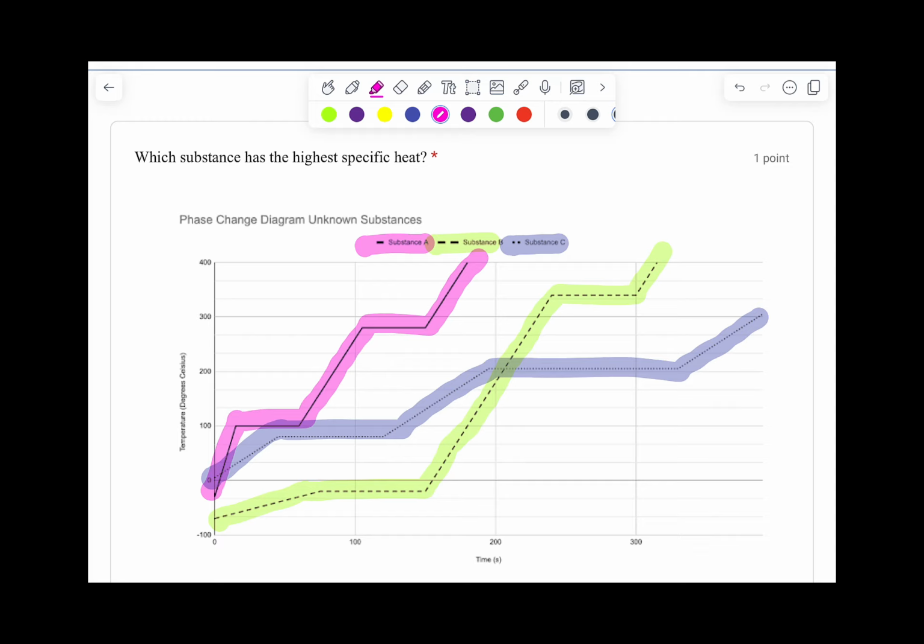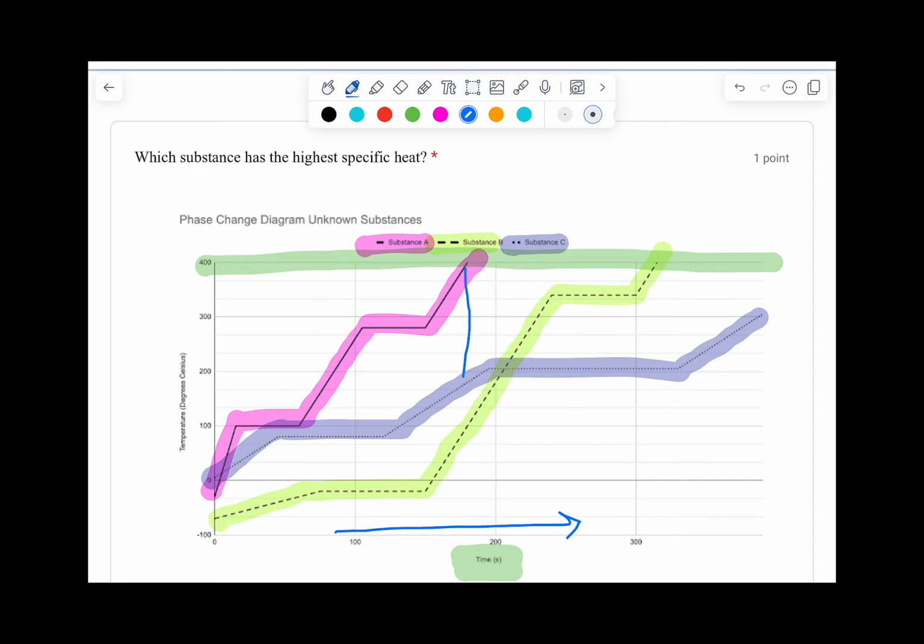So again, when we're looking at this, it says which substance has the highest specific heat. Well, we're going to use our kind of goal line. Our goal line is 400 degrees, which is this line at the very top. Now down here at the bottom, our x-axis is labeled with time. And what that means is that time is increasing as we are moving this direction on the graph. So my question to you is, which one of these substances, A, B, or C, reaches 400 degrees the fastest?